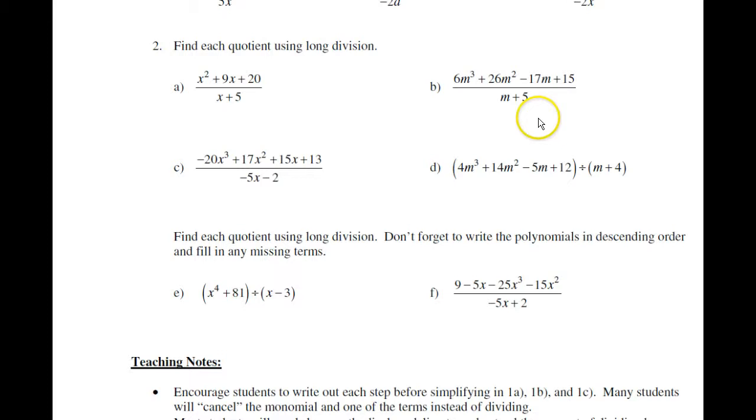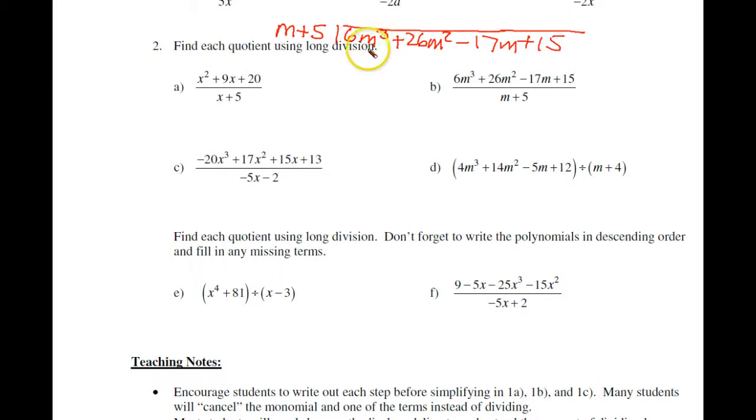Now, if you need to go back and do it again, the key is you want to be able to do it. So we have m plus 5 divided into 6m to the third plus 26m squared minus 17m plus 15. Now, another thing you should know is that as you set this up, it should be in descending powers, and there shouldn't be any degrees missing.